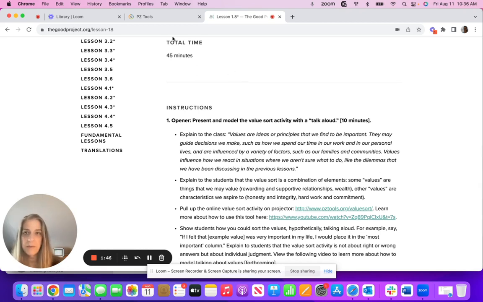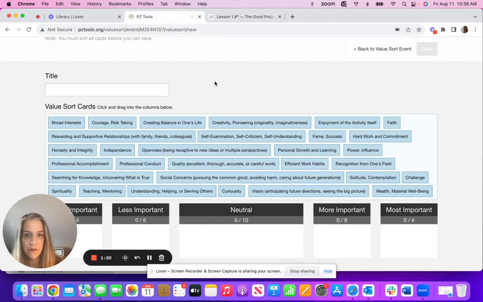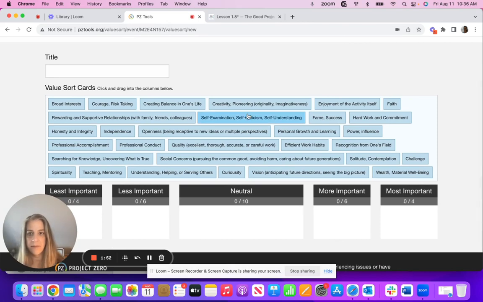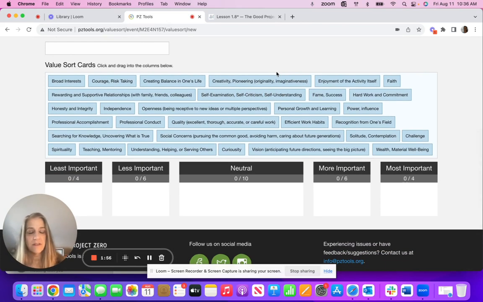And then I would pull up the value sort activity and just model your thinking as you go through it. So I've done that here. You can just explain to your students that, first of all, there is no right answer. There's no one ultimately perfect value, and not all these things should be in the most important column. And I would also explain that this is a forced choice sort of thing.